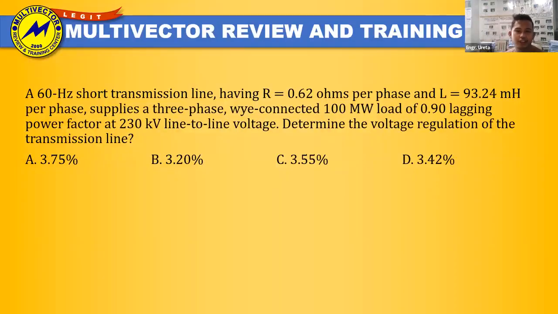A 60 Hz short transmission line, so yun yung mga binigay. R is equal to 0.62, L is 93.24 millihenry per phase, supplies a three-phase Y-connected load of 100 megawatts at a power factor of 0.9 lagging, at 230 kV line to line. Determine the voltage regulation.